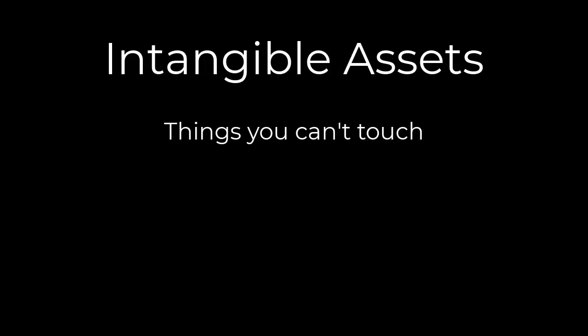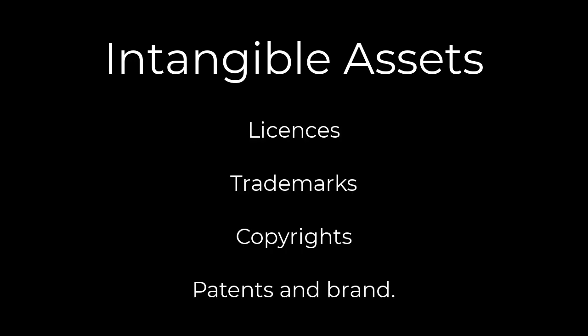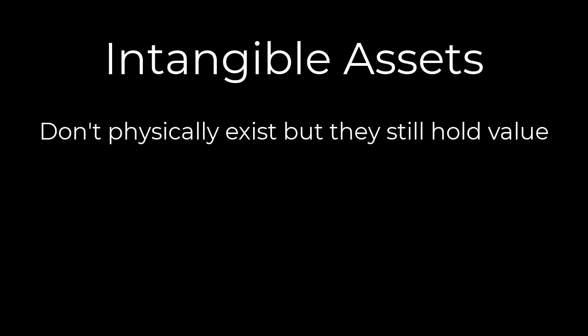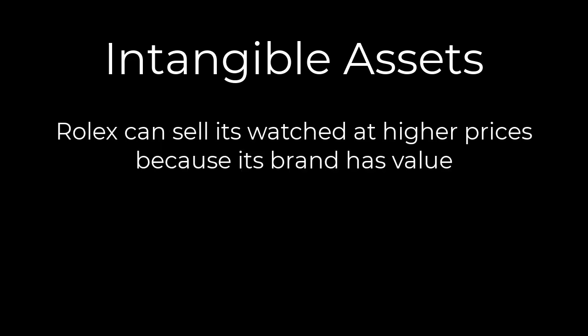Intangible assets are things you can't touch. This includes things such as licenses, trademarks, copyrights, patents, and brand. Intangible assets don't physically exist, but they still hold value. Take a brand name for example. Rolex can sell its watches at higher prices because its brand has value.